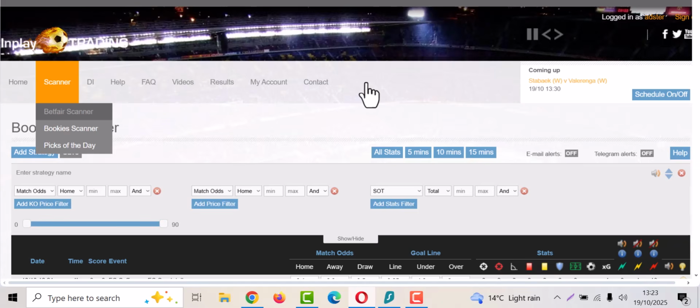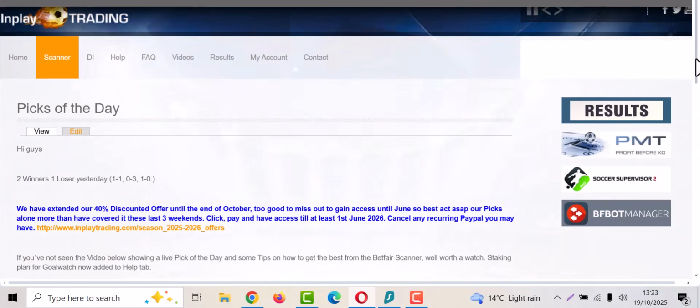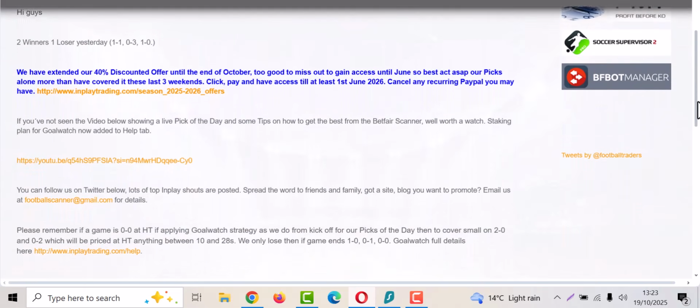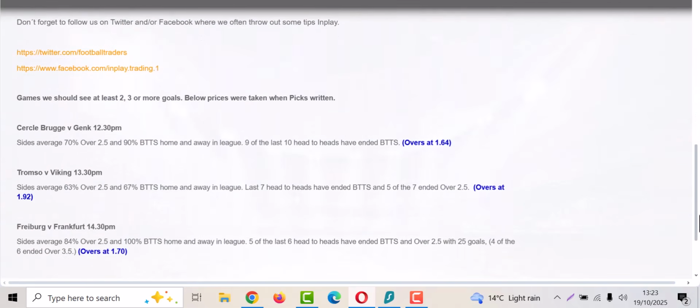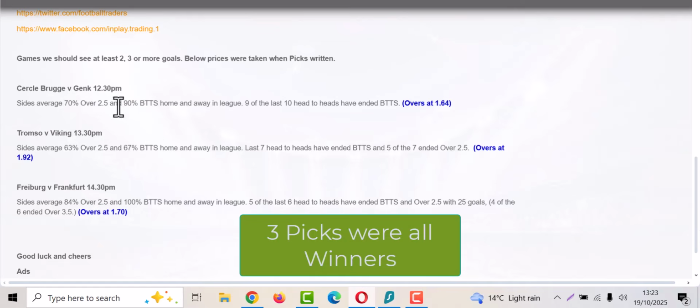Here we go, our picks of the day. This is our members section whereby we email out information, picks of the day at the weekends. These are the games for today. This game is currently 1-1, so that's a winner. And these are the 2 games to follow. One starts in 7 minutes.